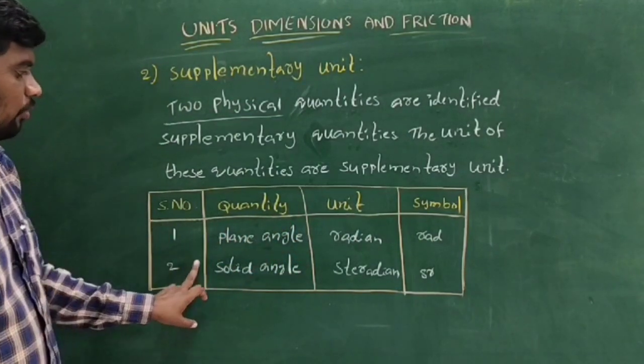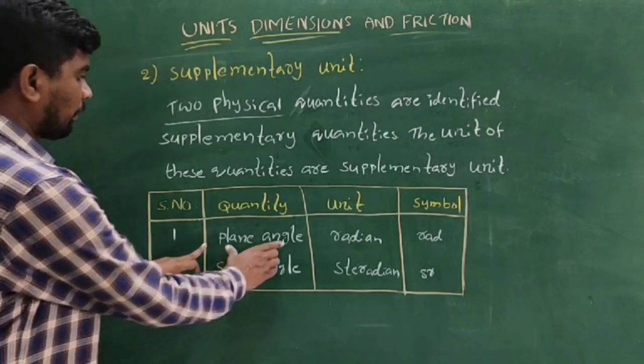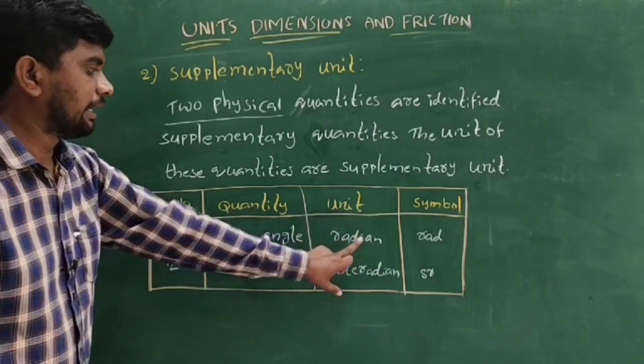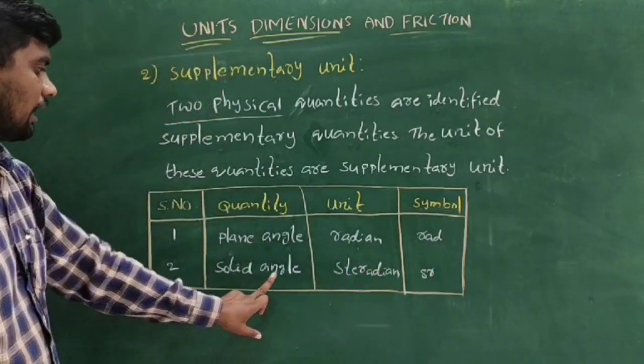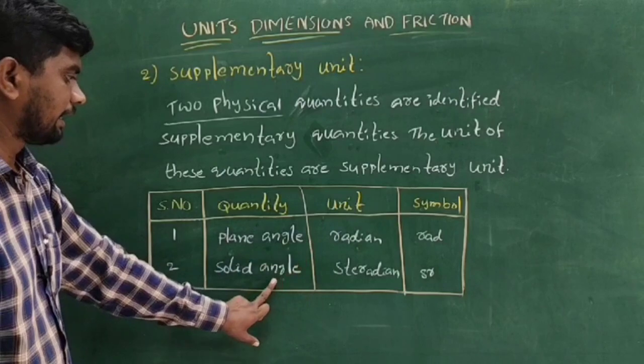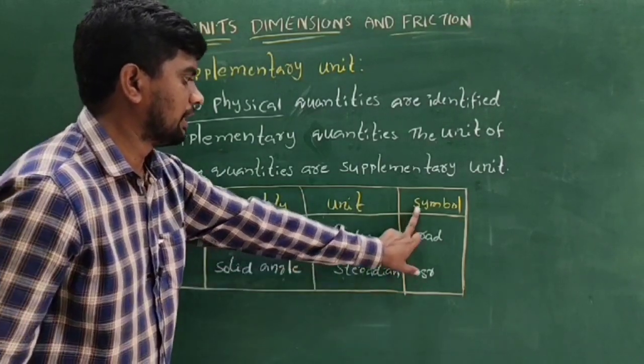Serial number 1 and 2: plane angle and solid angle. The SI unit of plane angle is radian. The symbol is rad. The second one is solid angle. The SI unit of solid angle is steradian. The symbol is sr.